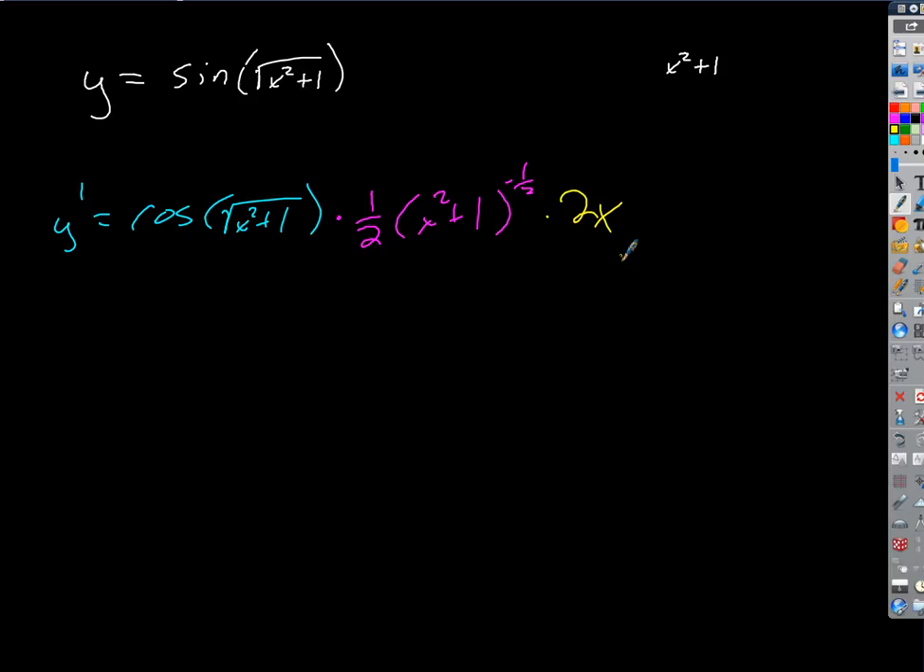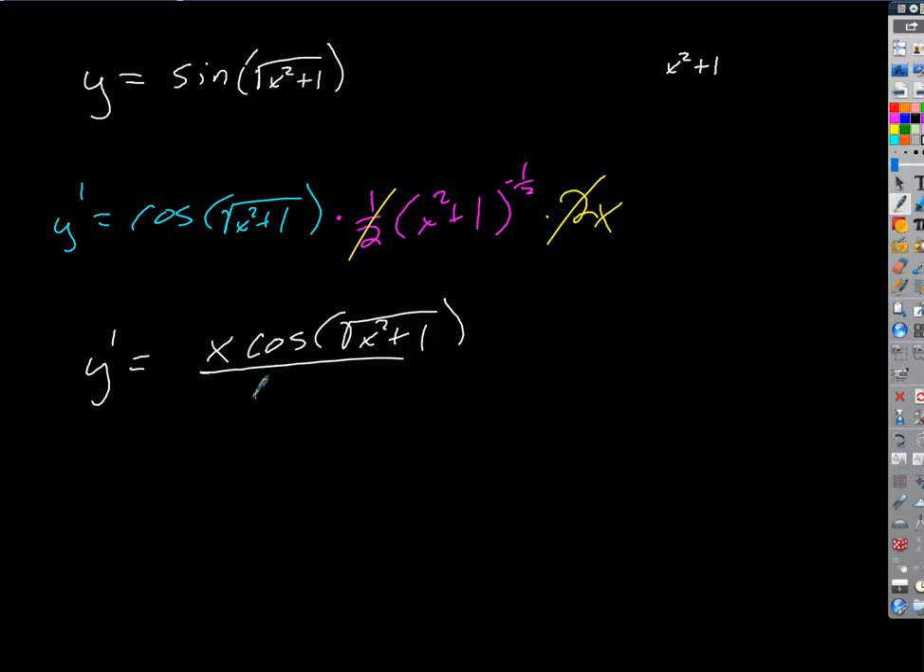what would we do here to simplify this then? The 2 and 1/2 cancel, put the x out front. The x would go out front, good. So then we're going to end up with y prime equals x out front, cosine of junk, and then over the radical of this, the square root of x squared plus 1. Good. Very good.